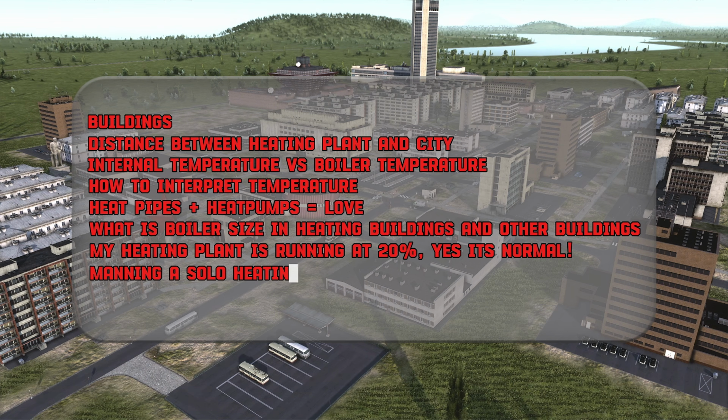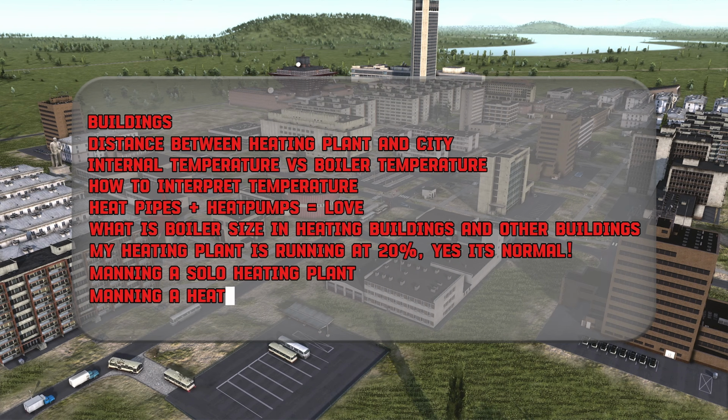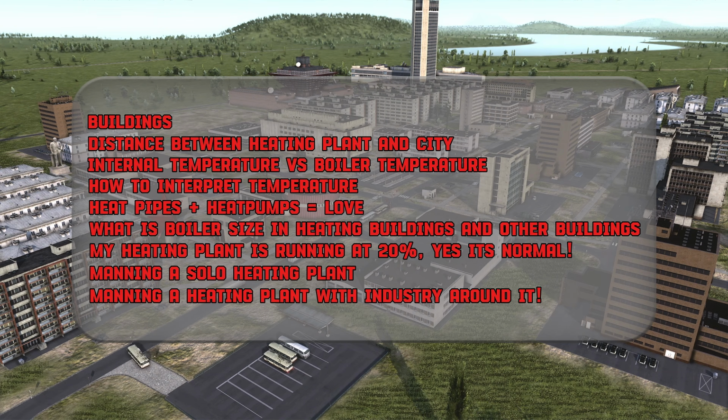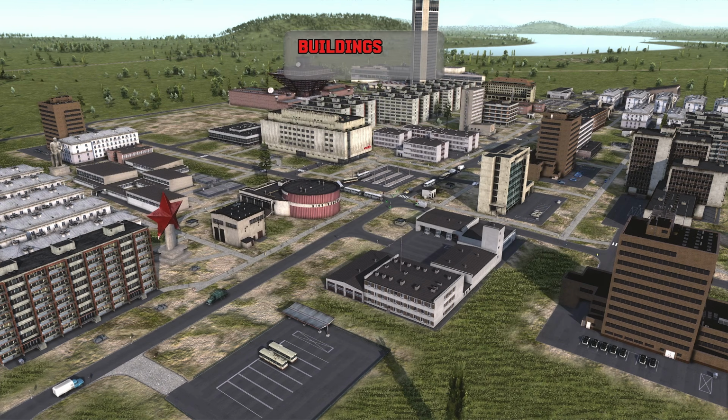How to keep your heating plant fully operational without having any industry around it. And the final topic, how to keep your heating plant fully operational when you have industry around it. Well, without further ado, let's jump into the first topic, about the buildings.